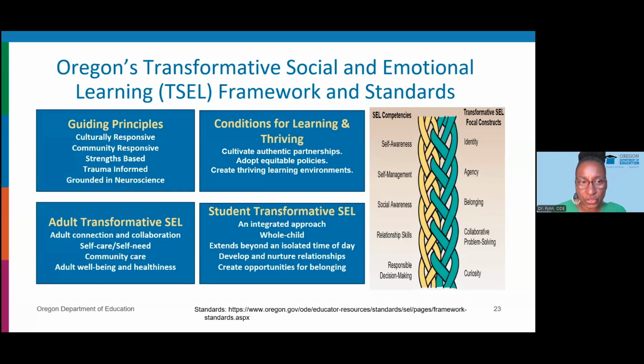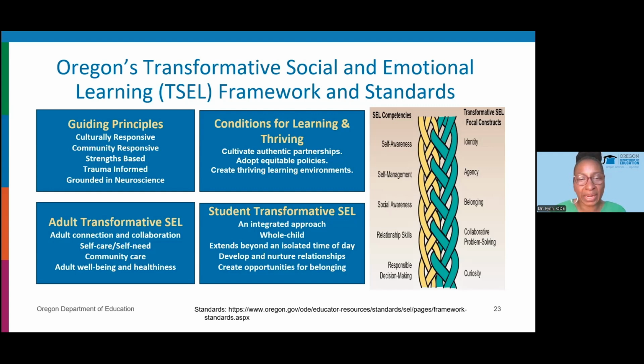That adult transformative social emotional learning, creating opportunities for adults to make connections and to sit in collaborative spaces, for adults to think about their own self care, their own self needs, to have opportunities for community care. We often talk about our collective wisdom and the strength that we can harness when we operate and function as a collective. And then again, adult well being and healthiness. And then that student transformative social emotional learning, an integrated approach. So there is always opportunity across contexts, across grade levels for integration of a social emotional learning approach.